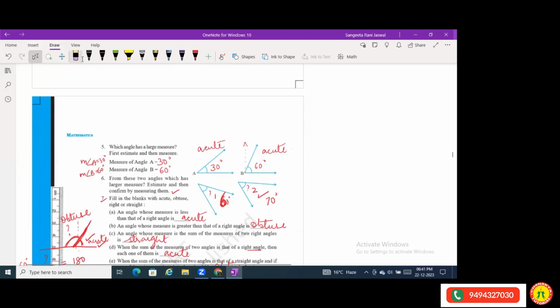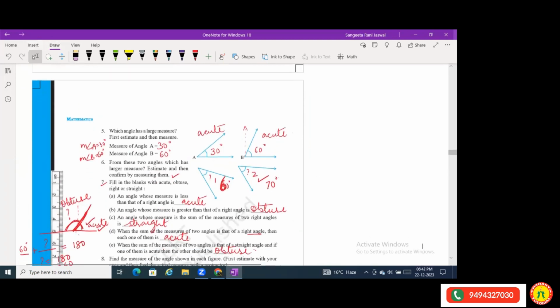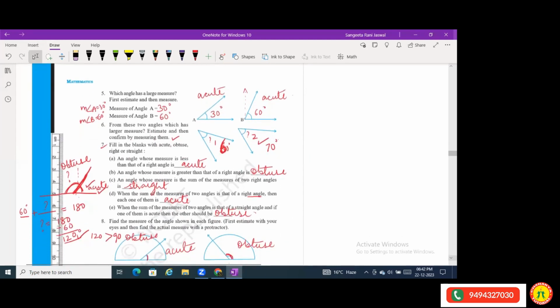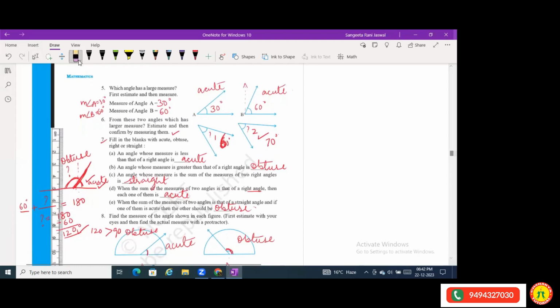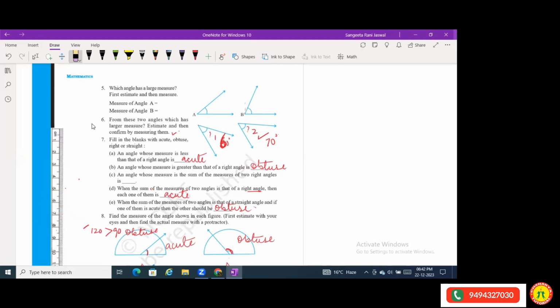Okay, now coming to this part. Which angle has a larger measure? Here two angles are made, A and B. First, just by your estimate, you have to say which angle is greater, which has a larger measure. And then with your protractor, you will measure it. For the protractor, you draw this angle in your notebook and then give your measurement. Now by estimation, what can you say about the angle, Adrit? Which angle is greater, A or B?